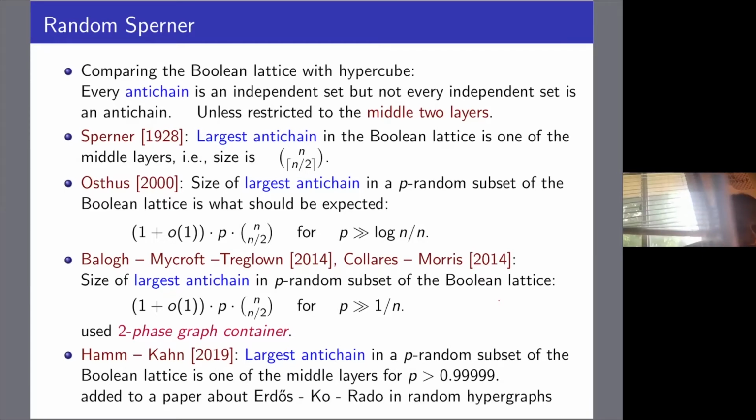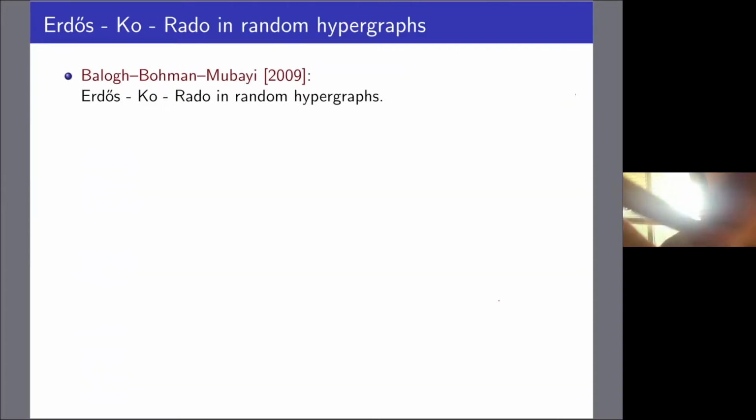Interesting that they put up in their paper about the Erdos theorem in hypergraphs, and they just get it out from their method. And I will talk about this relationship now. So probably most of you know Erdos theorem.